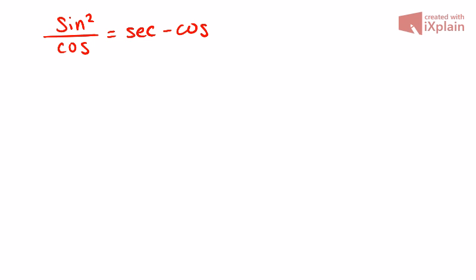Okay, so we have sine squared over cosine equals secant minus cosine. Okay, remember, we don't ever want to change sine and cosine. I know sine squared on your identity sheet is 1 minus cosine squared, but that doesn't help us out with the left side. So I'm just going to do the right side of my equation.